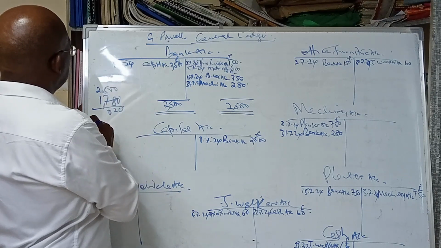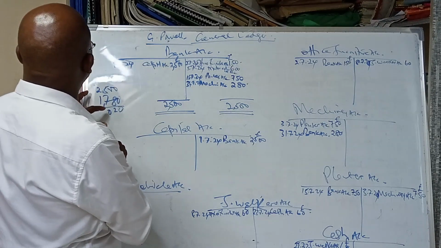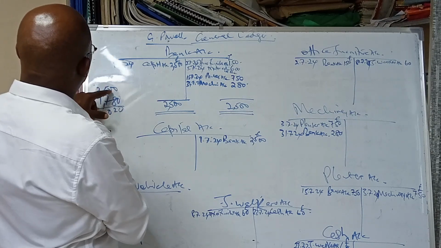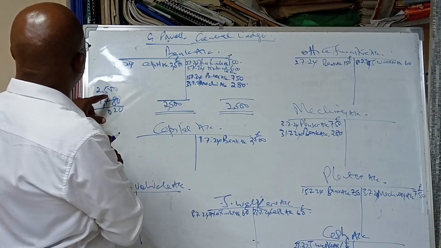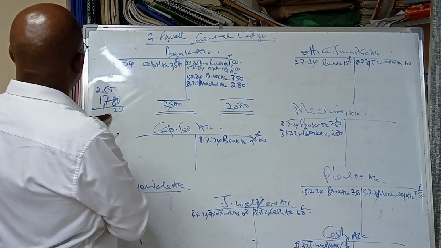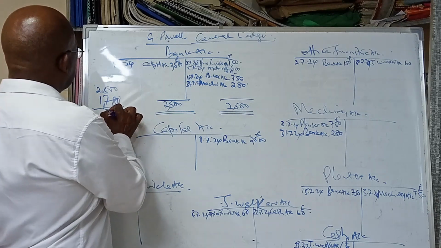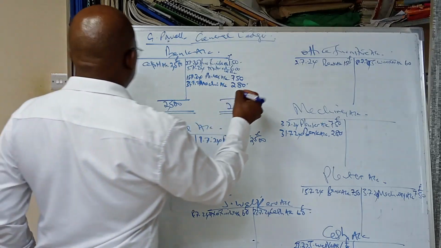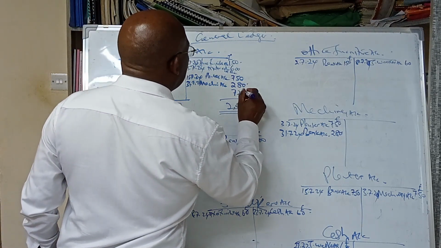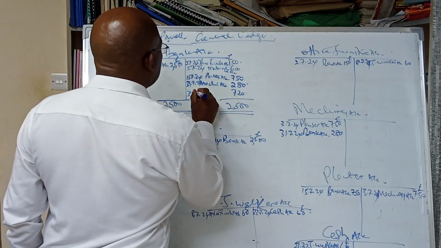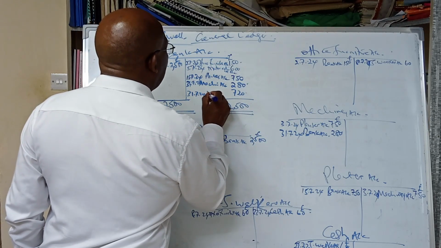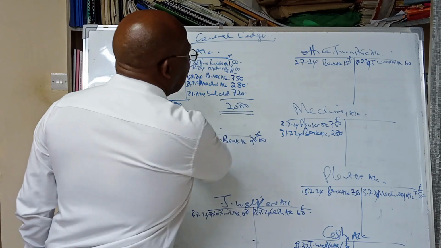This is 0. 10 minus 8, it is 2. 14 minus 7, it is 7. So here we say the balance is 720. End of July, that 1st of July 24, balance carried down. We call it balance carried down.